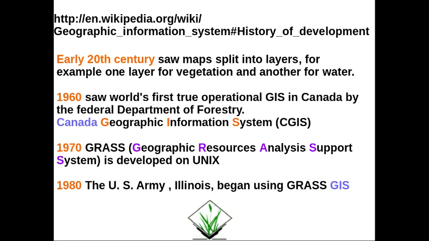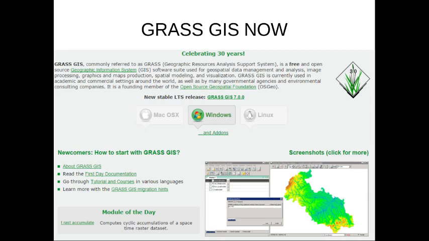1970, Geographic Resources Analysis Support System, GRASS, developed in Unix. In fact, it is the Unix that has become Linux afterwards. 1980, the United States Army, Illinois, began using GRASS GIS for mapping their resources. If you actually go to the webpage of GRASS, more than 30 years in fact now, it works on Mac, Windows and Linux.